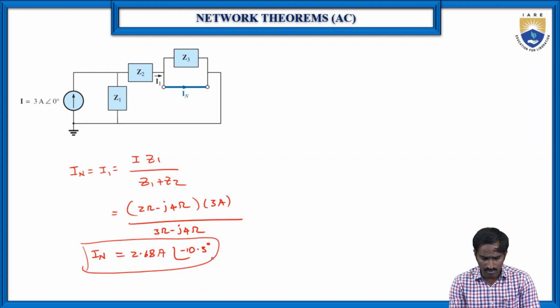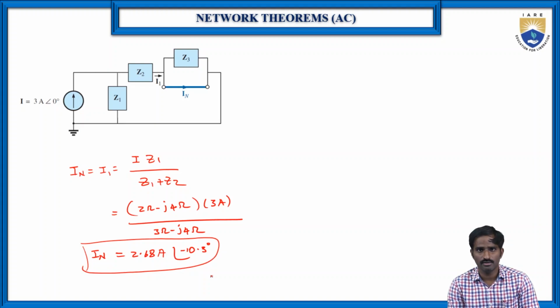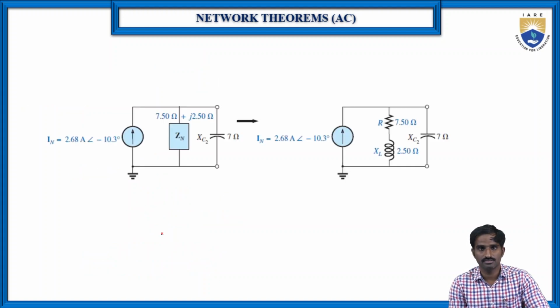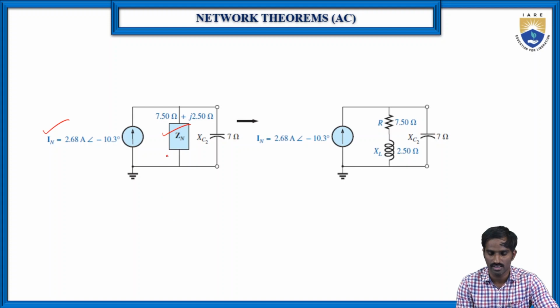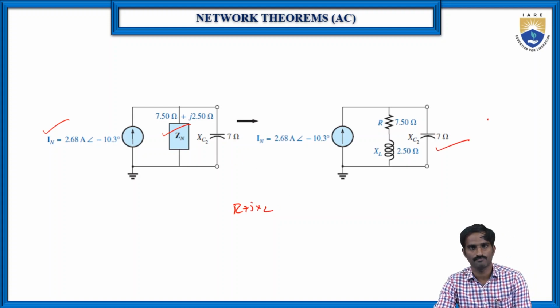Then substitute the IN value and Zn value in the equivalent circuit. This is the equivalent circuit. Here Zn is 7.50 ohms plus j2.50, so we can divide this impedance into resistance plus inductive reactance, that is R plus jXL. Then the circuit will become like this.